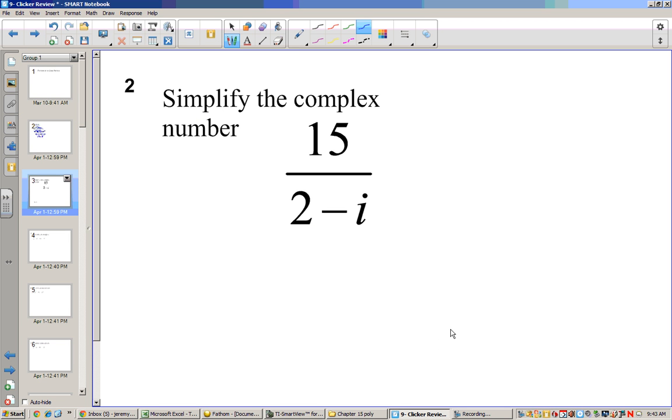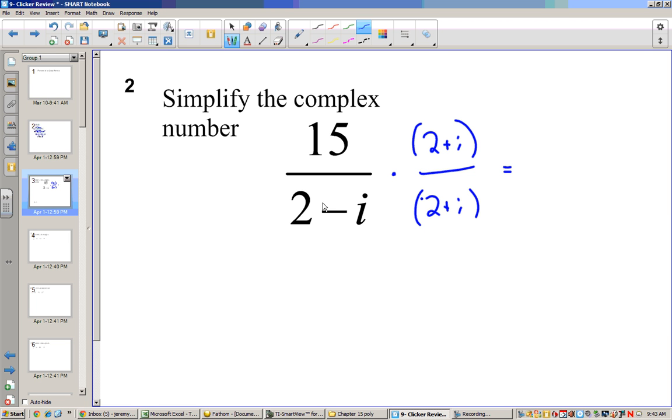All right, simplify this complex number. Pause the video. Try to do it on your own. All right, hopefully you're done. Hopefully you remembered that you had to multiply by the conjugate. So 2 plus i. Let's try that again. 2 plus i.